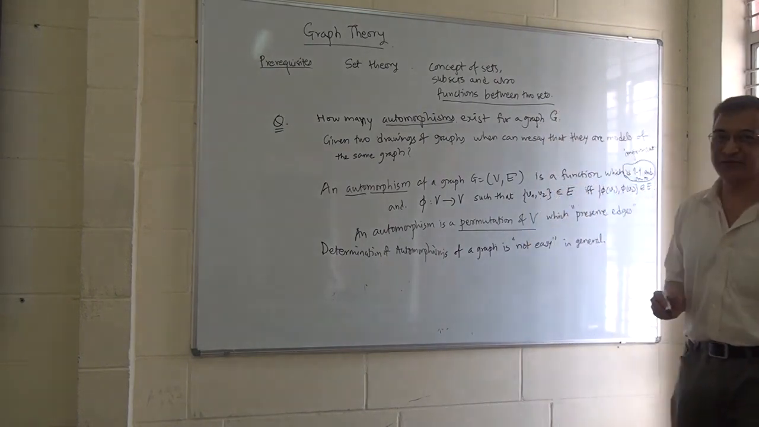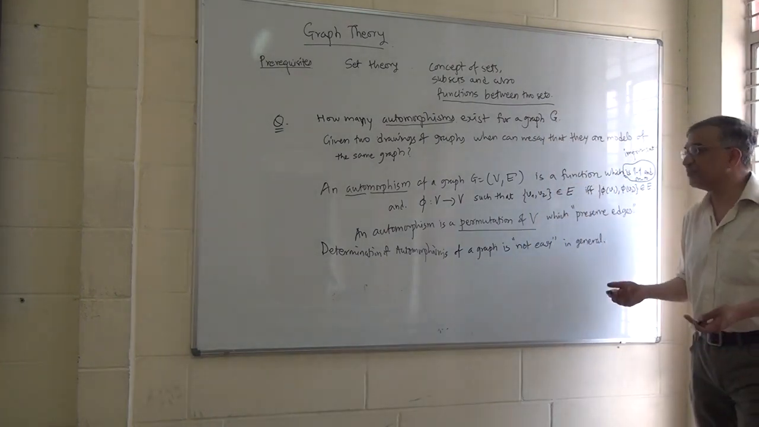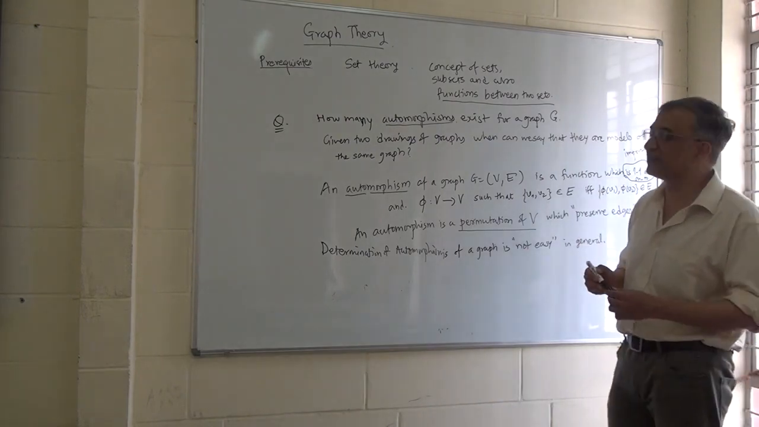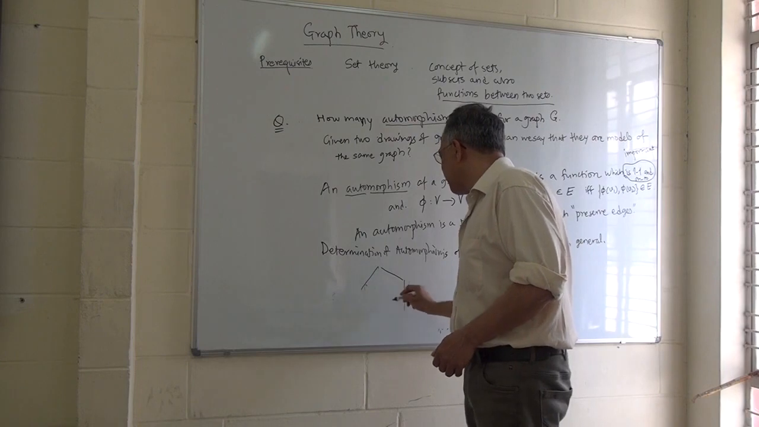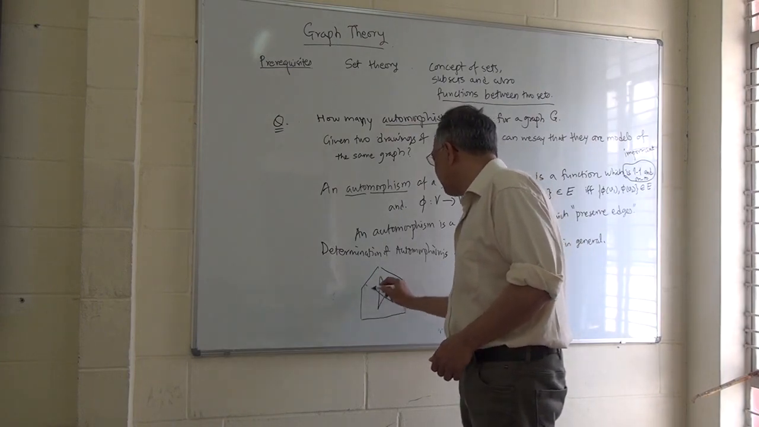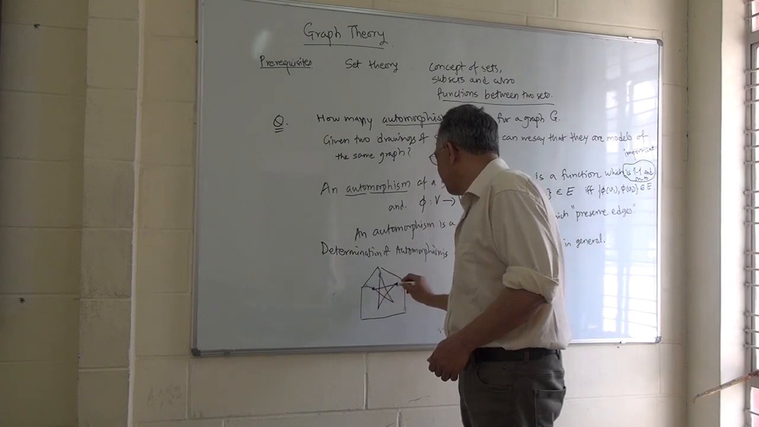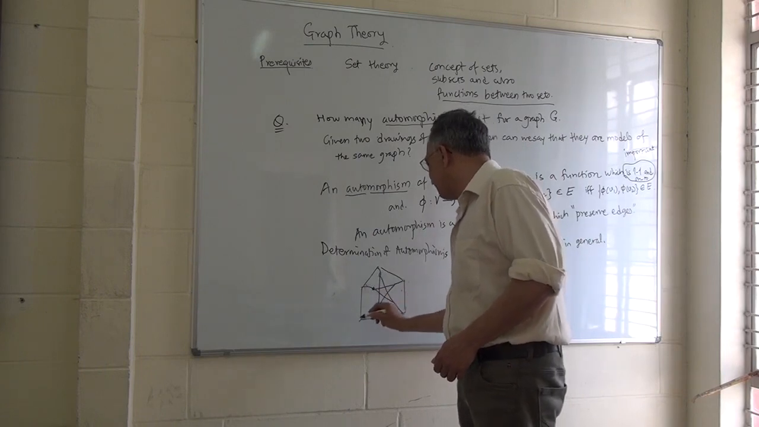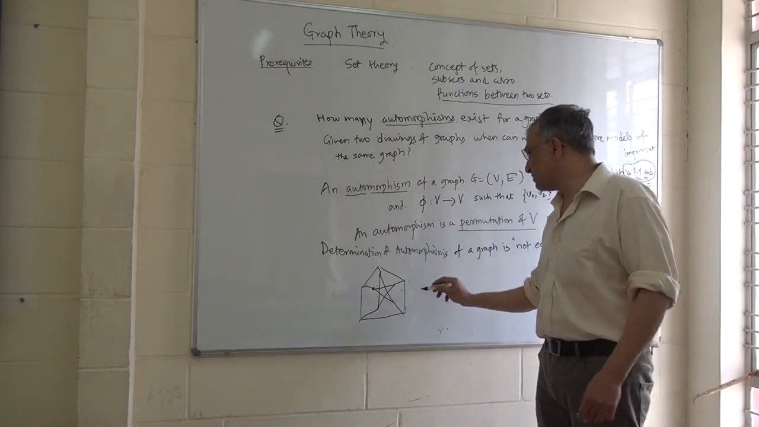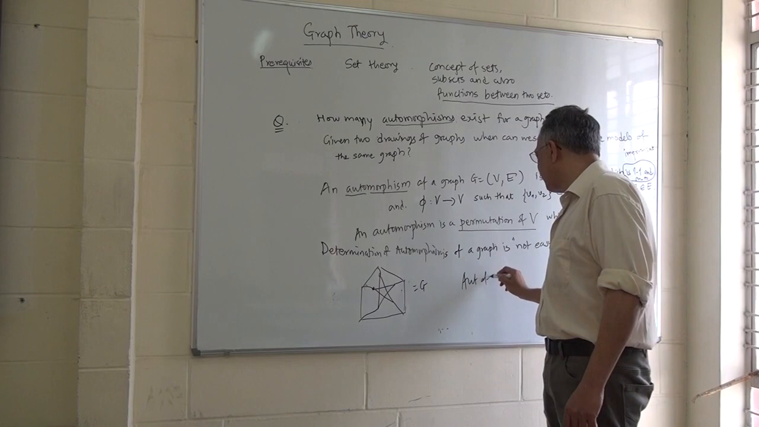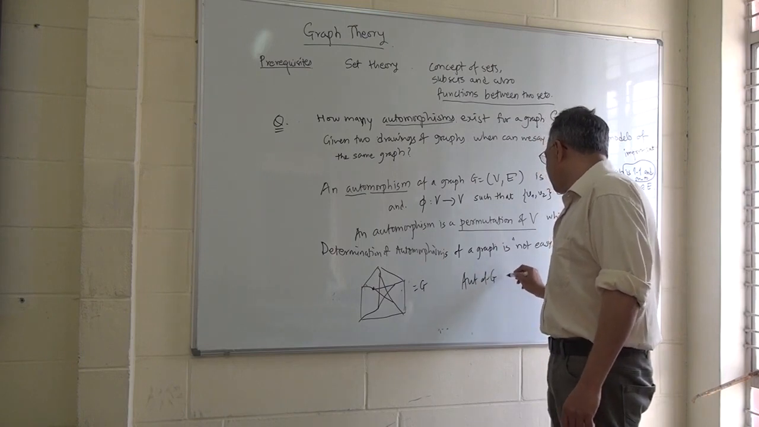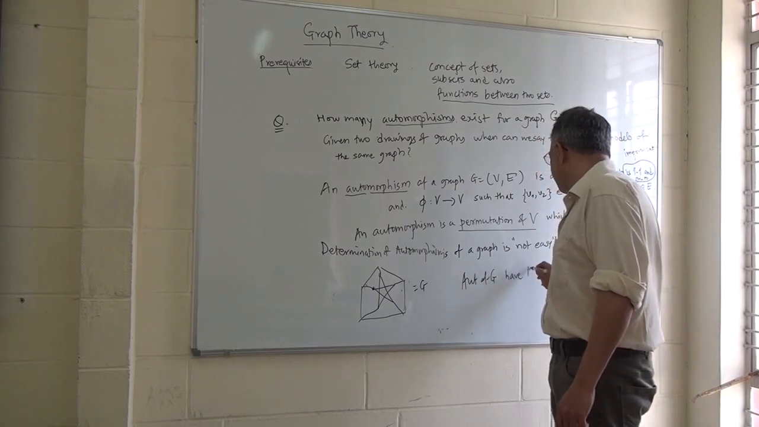Some of the simple graphs are such that they are actually simple in the sense that automorphism groups can be easily determined. For example, as I said, your test case is the Petersen graph. So if you look at the Petersen graph here, this is G, then the automorphisms of G have 120 elements.